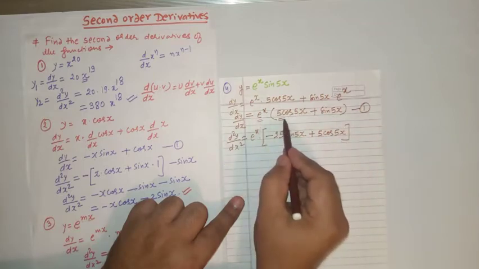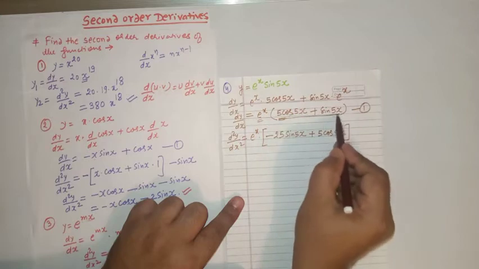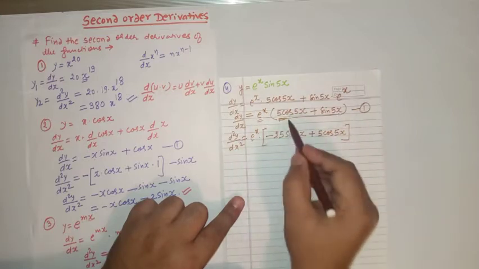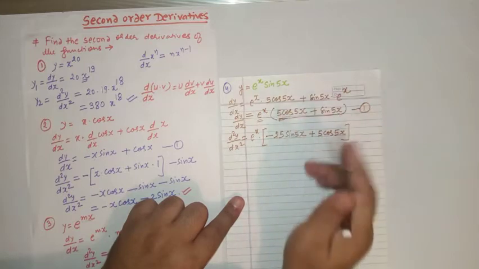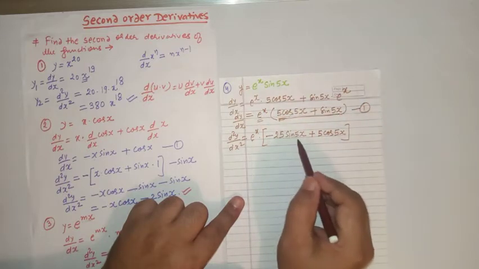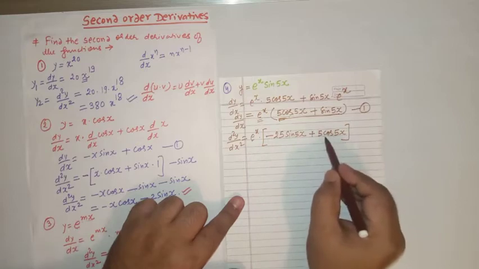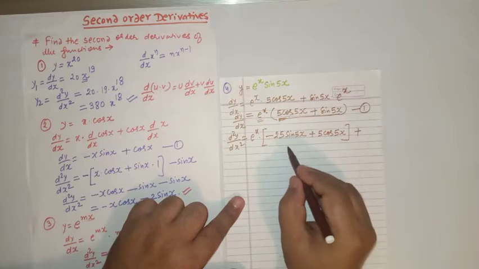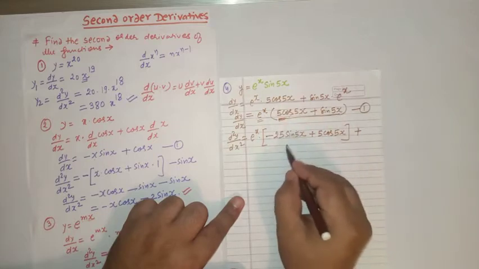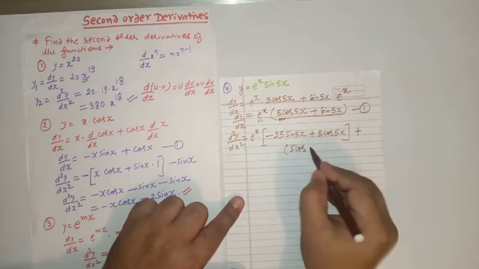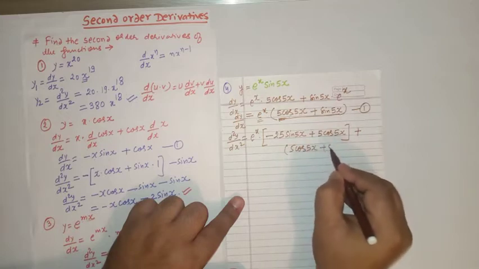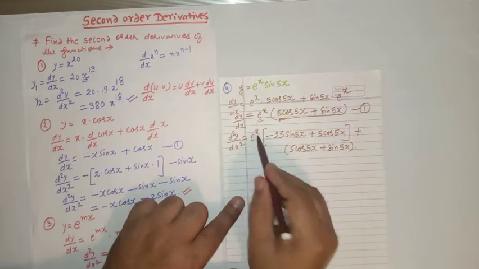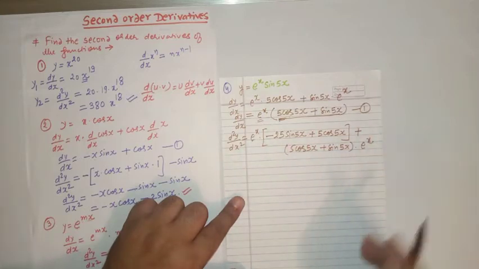So this is u, and this whole function is v. So first function, derivative of second, so the derivative of second is minus 25 sin 5x plus 5 cos 5x, plus now we have this second function 5 cos 5x plus sin 5x, and then derivative of e raised to x is e raised to x.